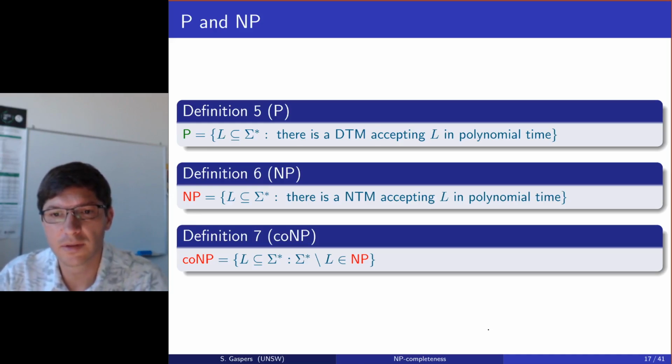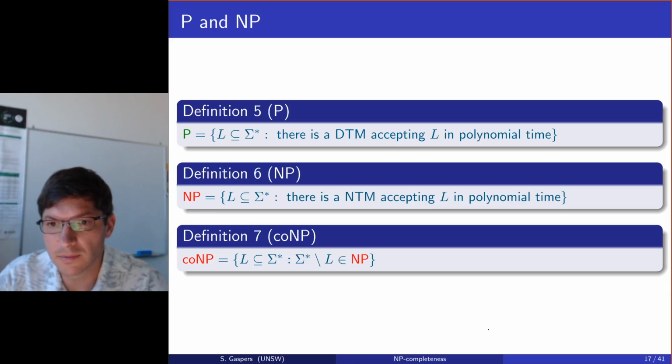Okay, so what is co-NP? Well, it's the complement. So if a language is in NP, then the complement is in co-NP. So basically, it's the no instances of a problem in NP.